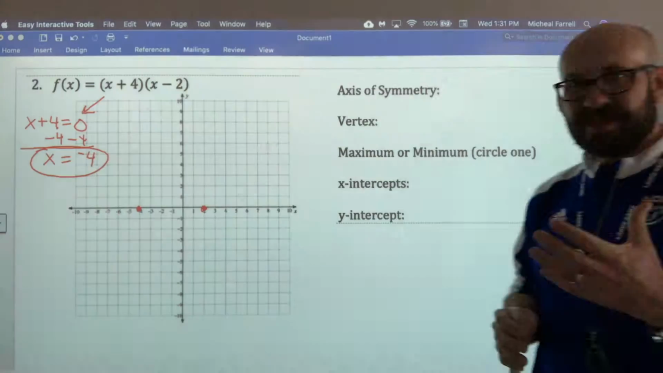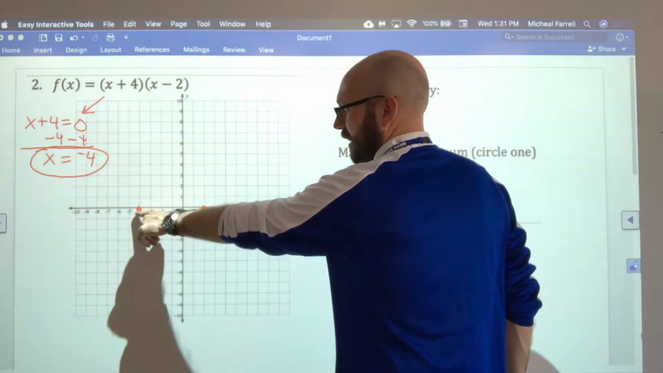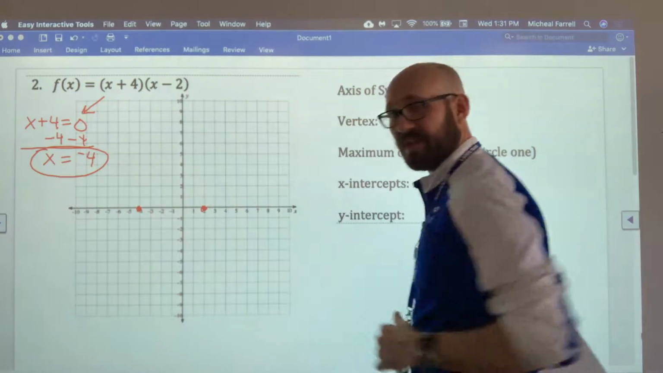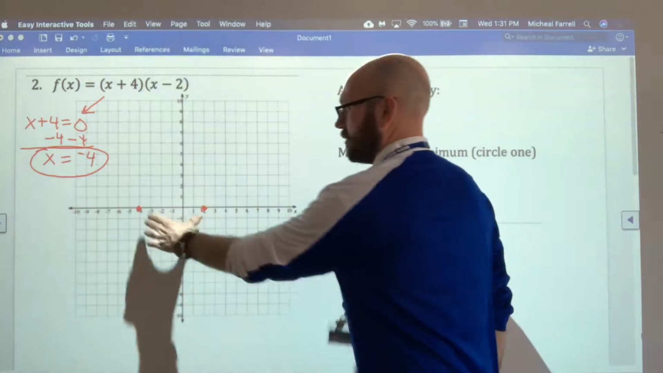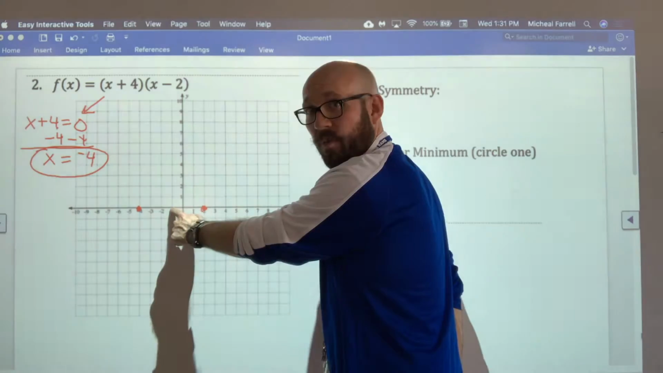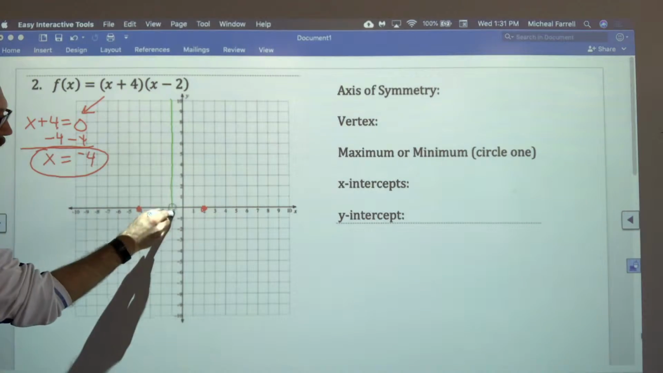All right, now I got to think about the axis of symmetry where I'm exactly halfway between. I'm counting the steps here from -4 to 2, and it looks like I'm 1, 2, 3, 4, 5, 6 steps away. Halfway across that is 3 steps. So I'm going to go 3 steps from either side. 1, 2, 3, and that's exactly halfway at -1. So that's where I'll draw my axis of symmetry.